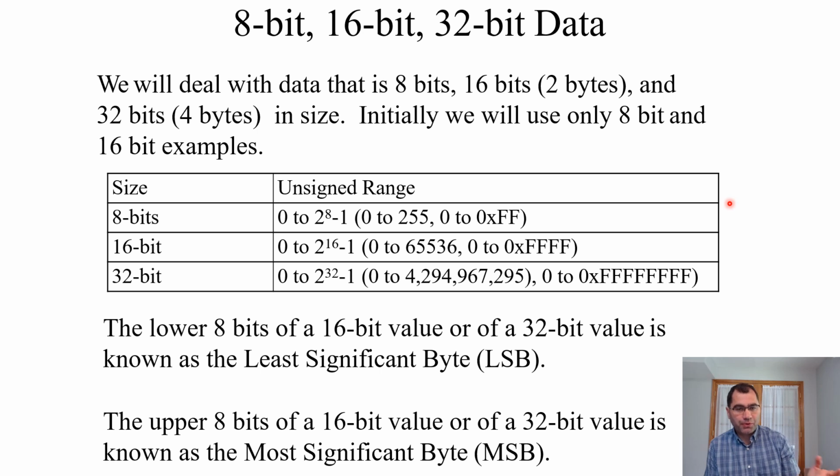Just to remind you, the lower 8 bits of a 16-bit value or a 32-bit value are known as the least significant byte, and the upper 8 bits of a 16-bit value or 32-bit value are known as the most significant byte. Sorry, I said bit, it should be byte.